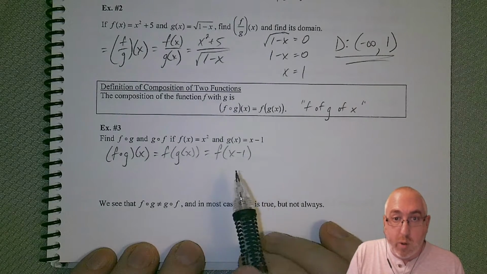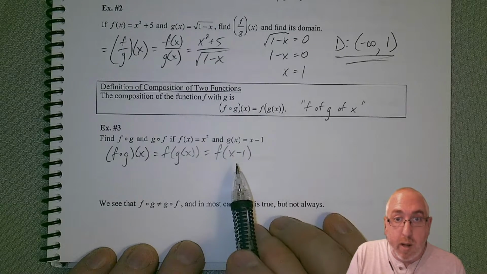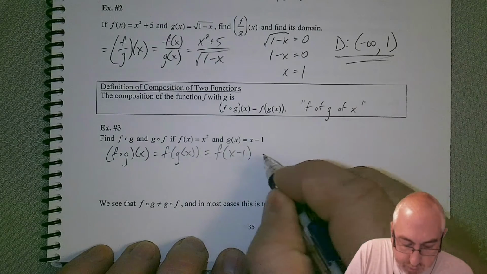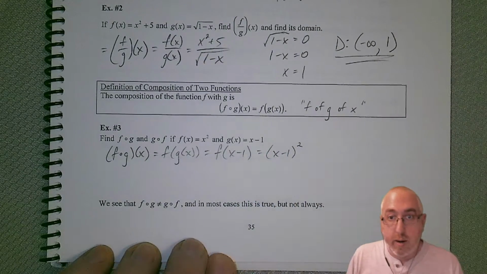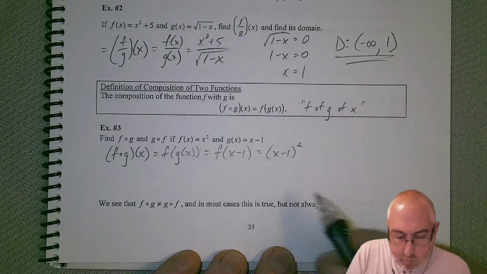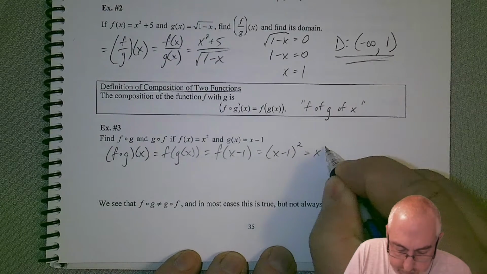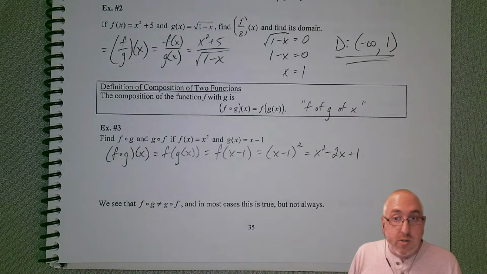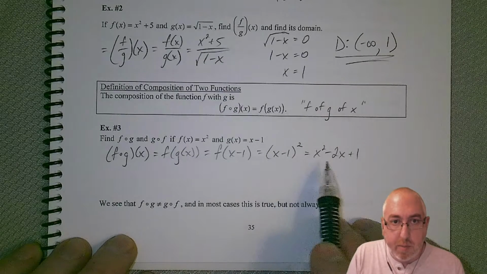Now we can work with function f. So this x minus 1 is our input, and we want to replace x in the function. So this should be equal to x minus 1 squared. And if we wanted to go a little bit further with that, we could. If we wanted to FOIL that out, you could easily do that. So x squared minus 2x plus 1, same thing. So either one of those answers would be acceptable.